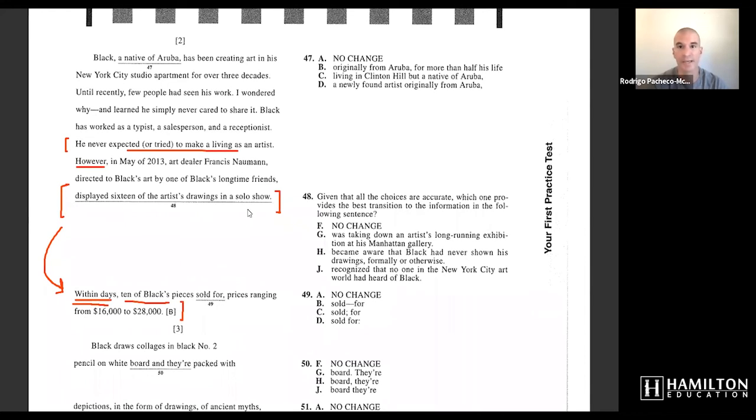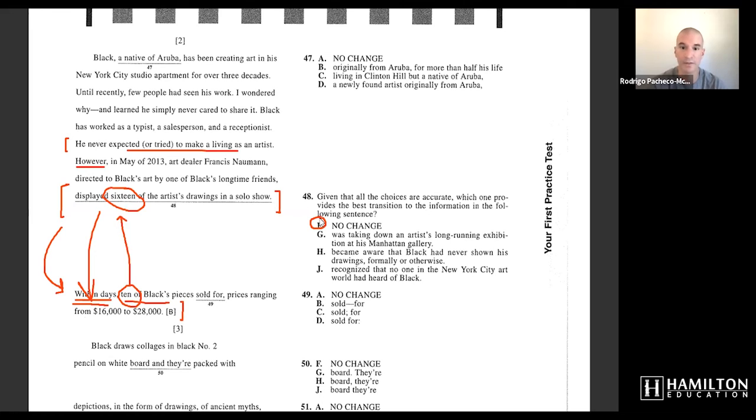Okay, so F, no change. We know this is the correct answer. And it tells us that this art dealer displayed 16 of the artist's drawings in a solo show. Now, this is an event. It is an exhibition. And it would then make sense to say that within days of this exhibition, 10 of Black's pieces sold, right? And we have another way of connecting these ideas. So 10 of the 16 pieces sold. So this is why F, no change, is our correct answer.